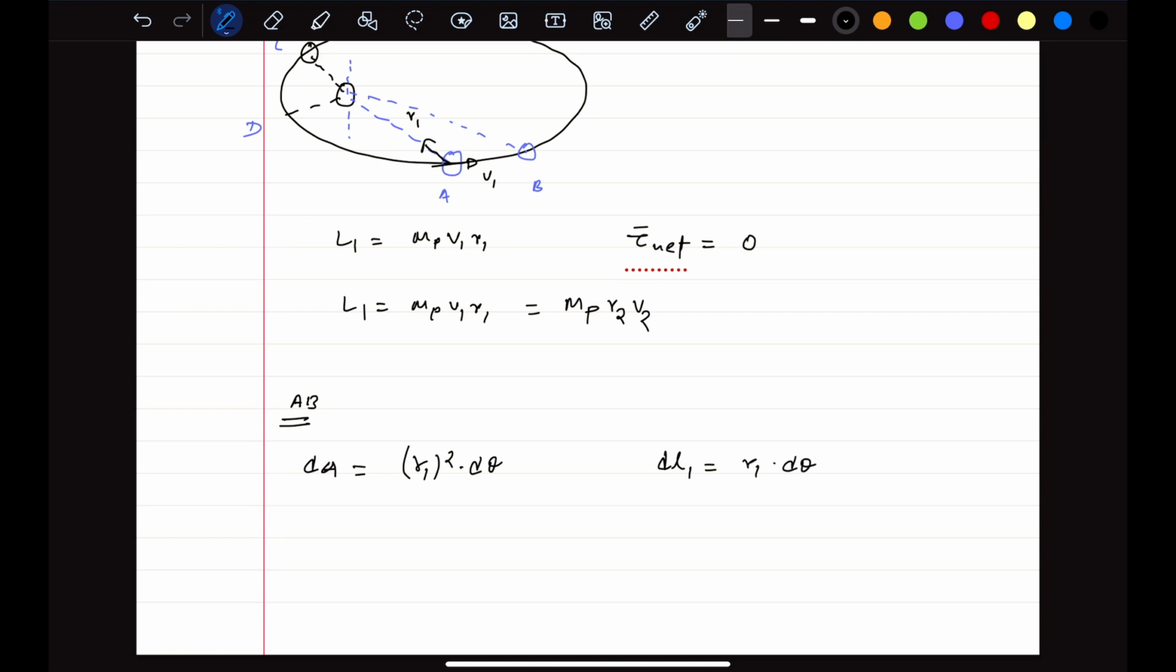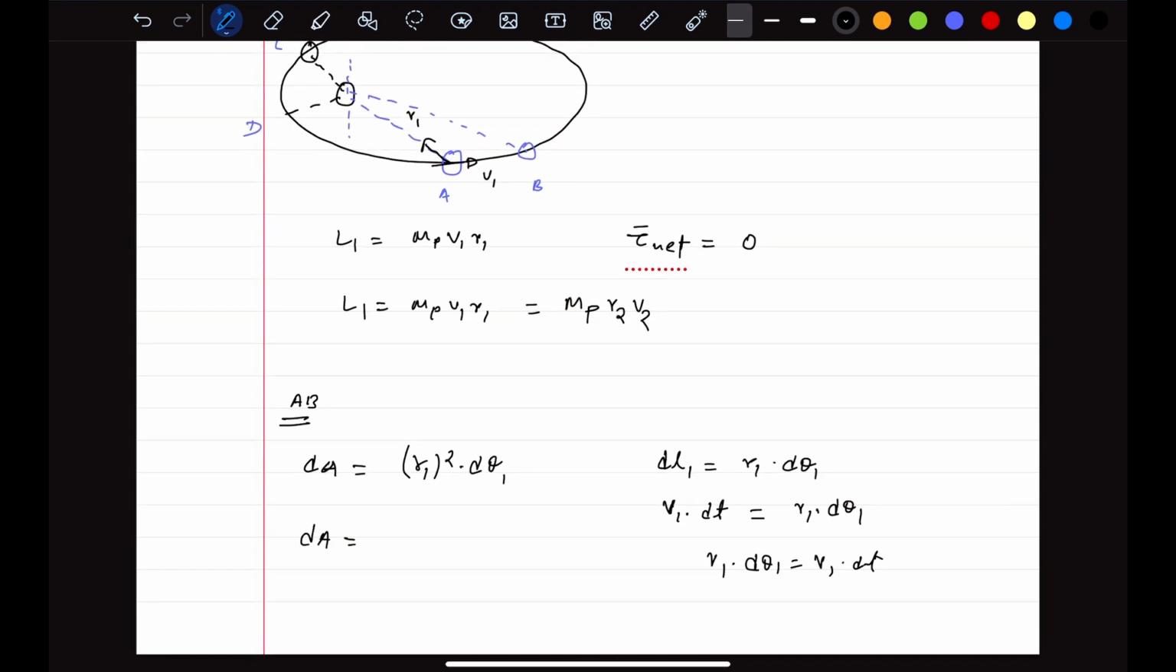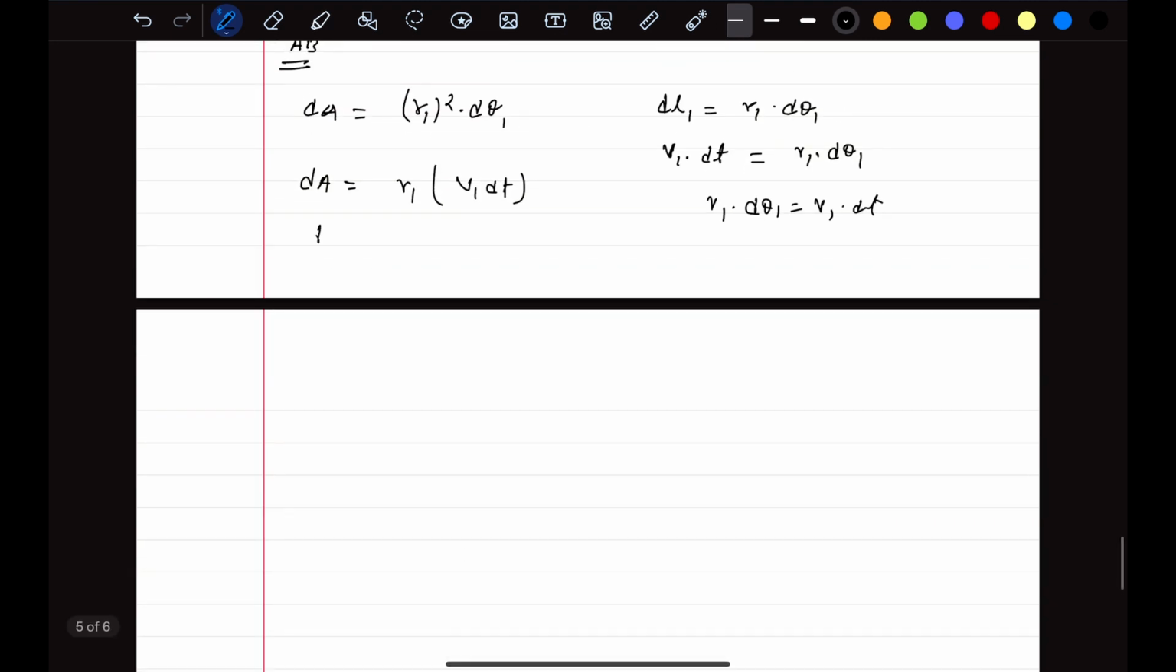Now r1 multiplied by d theta 1, the arc length dl1, can be written as v1 multiplied by dt. So v1 dt is equal to r1 d theta 1. So r1 d theta 1 can be written as v1 dt. Let's place that value here. So dA is r1 multiplied by r1 d theta 1, which is v1 dt. So dA by dt is r1 v1.